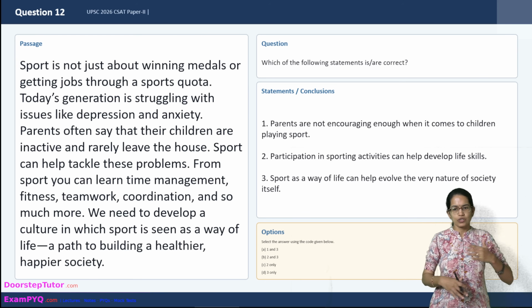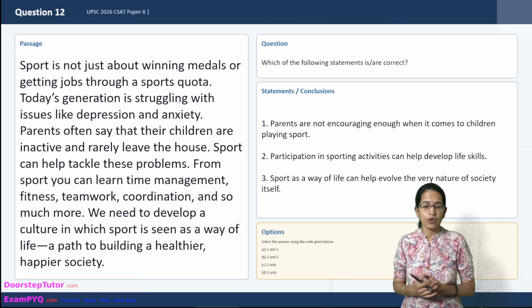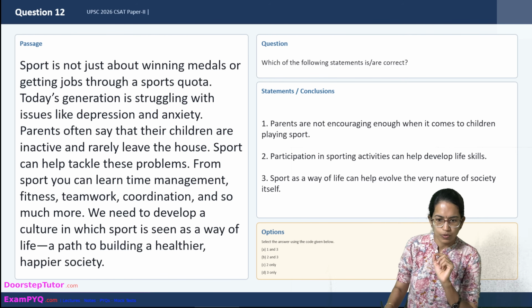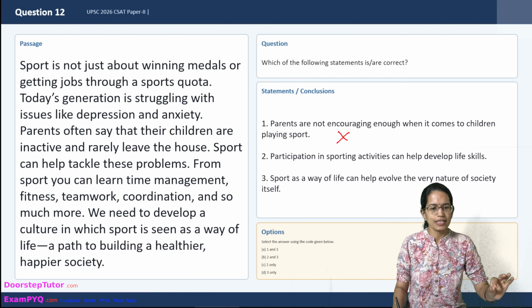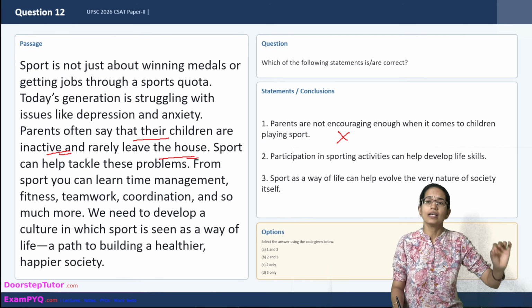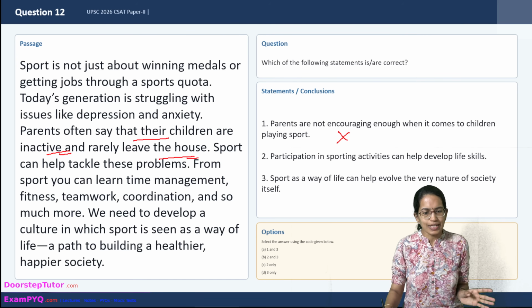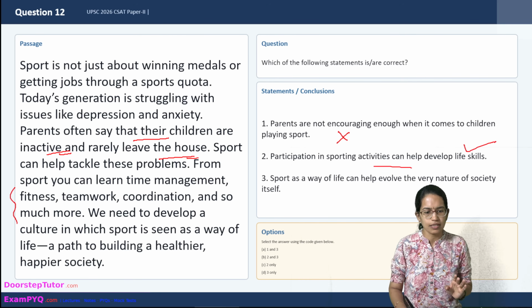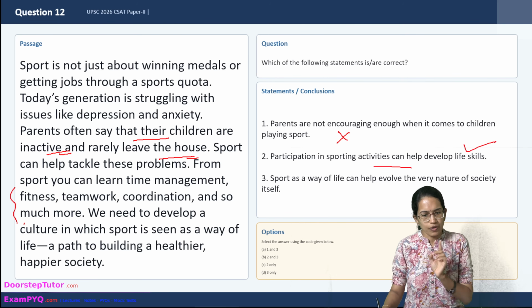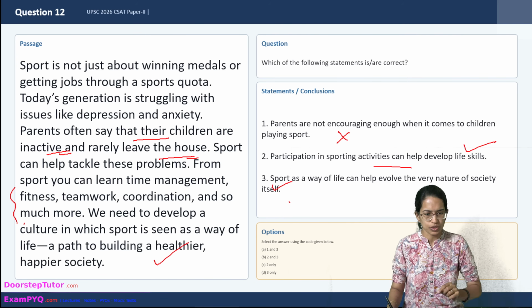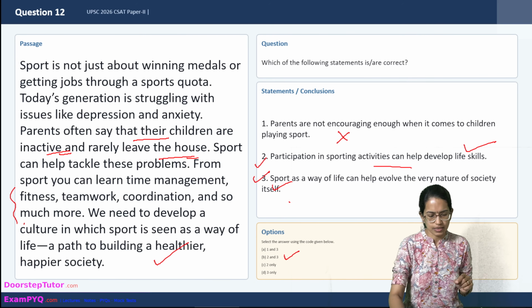The next is based on the same passage. Which of the following are correct? Parents are not encouraging enough when it comes to children playing sports. That is not correct, because this simply says that parents often say that the children are inactive and do not leave their house. It does not mean that parents don't want them to play. The next is, participation in sports activity can help develop life skills. Correct. The fitness, teamwork, coordination as mentioned. Sports as a way of life can help evolve that very nature in the society. That's again correct, because that has been directly mentioned. It helps in building a healthier, happier society. So 2 and 3 are the correct options here.